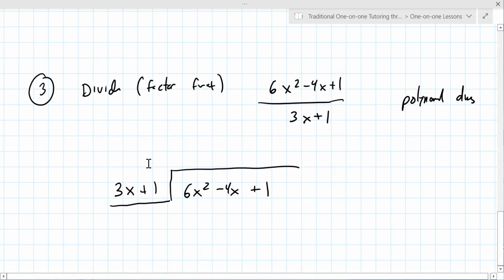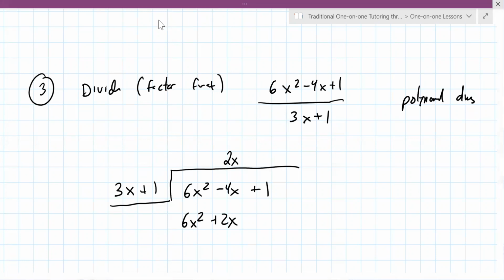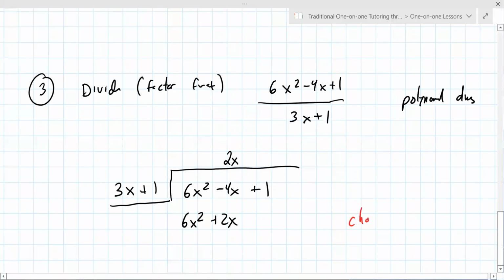So you ask yourself, what do I multiply 3x by to get 6x squared? And that's 2x. Now you put it above the x, not above the x squared. It's got to line up with the x's. And then you multiply each of these by 2x. So that's 6x squared plus 2x. And this is very important here. I prefer to call this change the signs. So if it's positive, it becomes negative. You are subtracting to start, but when you change the signs, then you add.